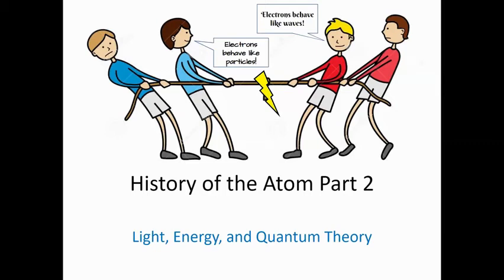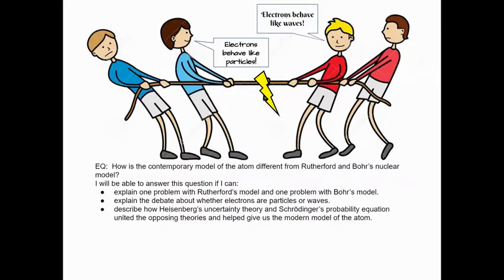In this video, we're going to take a look at the next chapter of the atomic theory. It takes place in the early 1900s, and we're going to take the information that we know about light and energy and add it to the atomic theory in what is now called the quantum theory.